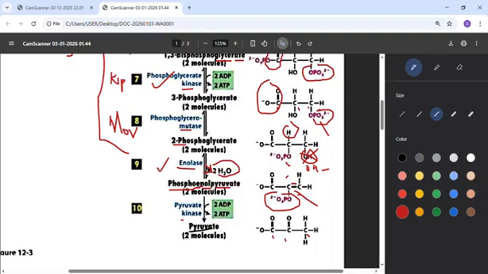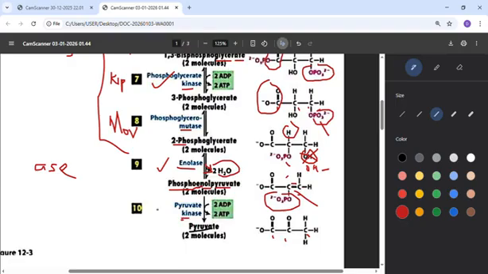So at any time here, ACE means something that is an enzyme. So anything with ACE is an enzyme, just like protease, enzyme of protein, and so on. Now the last one is number 10, pyruvate kinase.